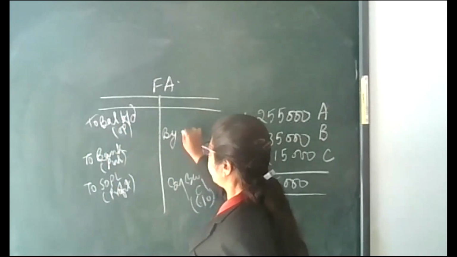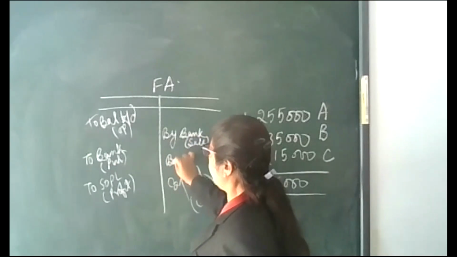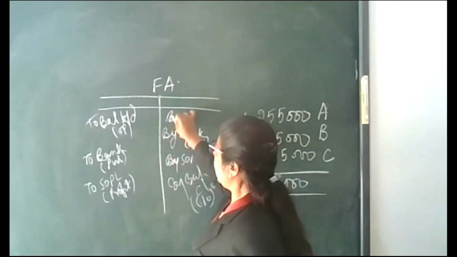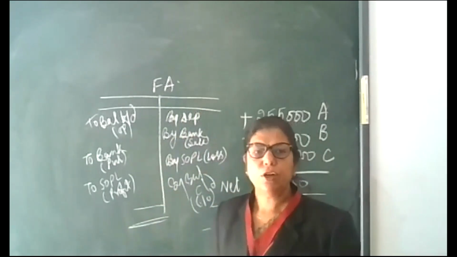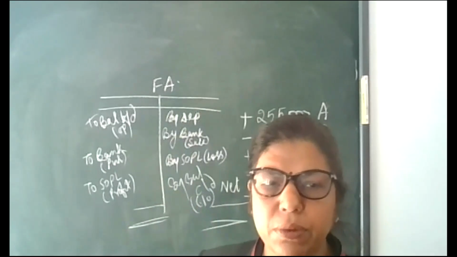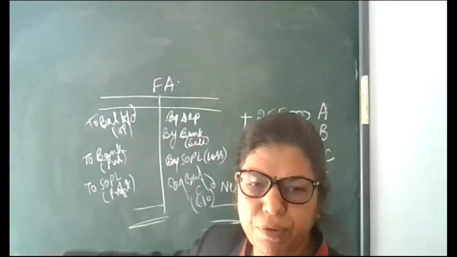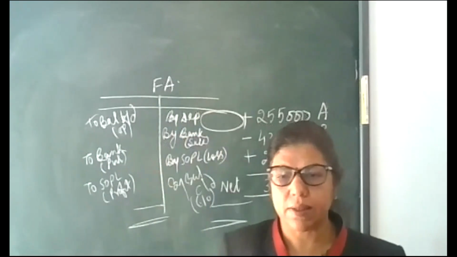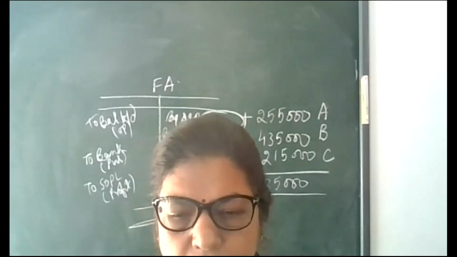And this side is the reverse of it: by bank for sale, by SOPL for loss, and by depreciation. This is the fixed asset account we have to make if any adjustment is given in the question. Opening, closing, purchase, sales, profit, loss, and depreciation. So in this question, the amount given on this side will be treated as depreciation. Okay, any doubt you can ask.